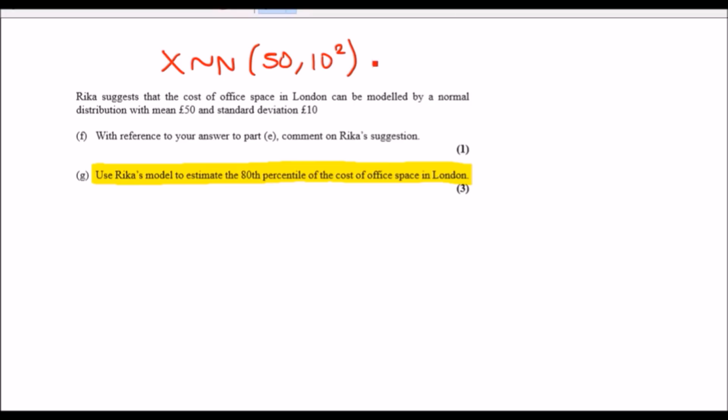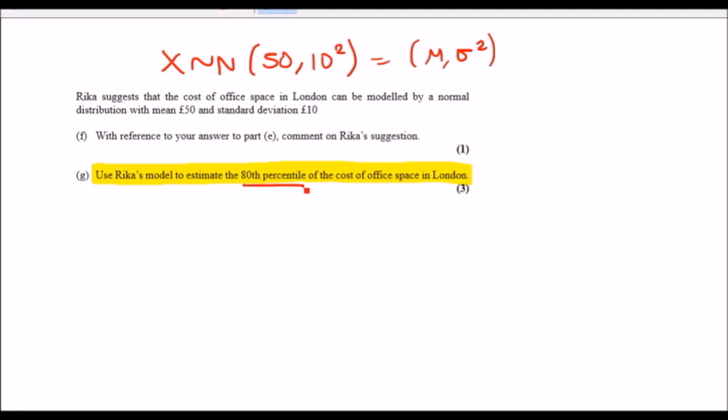Okay, that's how we always write this down. So it's always in the format of mu and sigma squared, where mu is the mean and sigma is the standard deviation. All right, we're going to ignore F because we've done it previously in a different video. So use Rika's model to estimate the 80th percentile of the cost of office space in London.